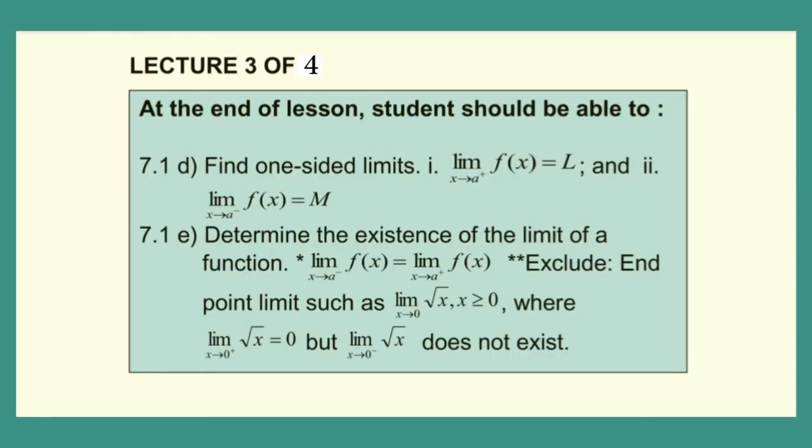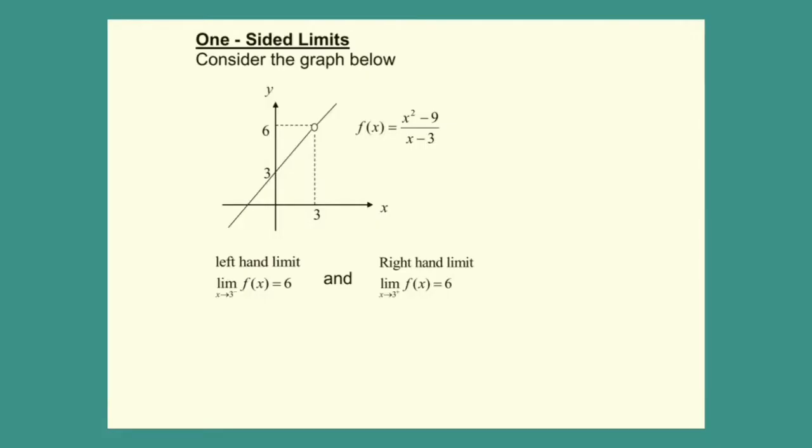At the end of the lesson, you should be able to find one-sided limits and determine the existence of the limit of a function. We will start with one-sided limits. Now we look at the graph below. This is the graph for f(x) equal to (x squared minus 9) over (x minus 3). We can find the left-hand limit and right-hand limit from the graph.